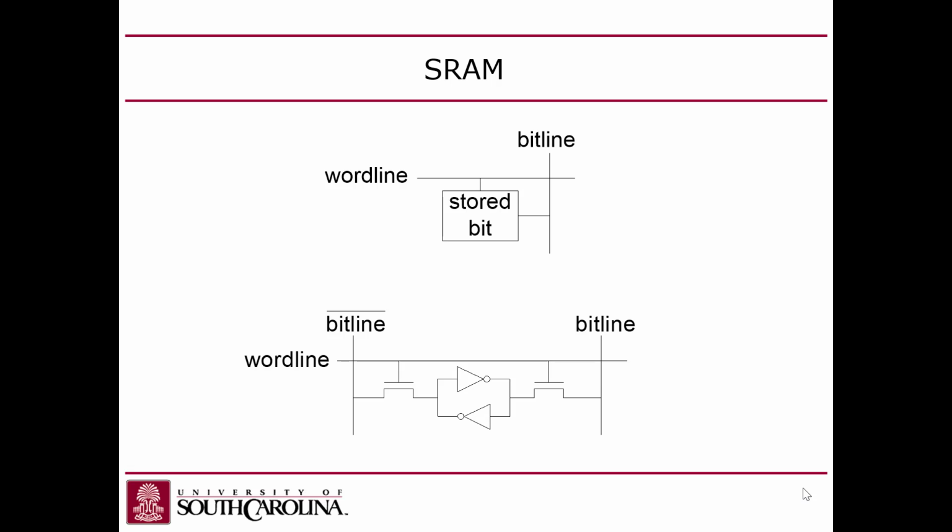There's 1, 2, and then there's 3, 4, 5, 6. 6 transistors. So there's 6 transistors per SRAM cell and 1 per DRAM cell. So that's why DRAM is denser. You can fit more bits in DRAM than you can in SRAM.